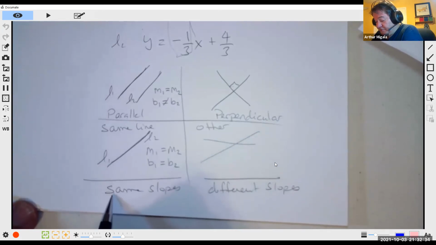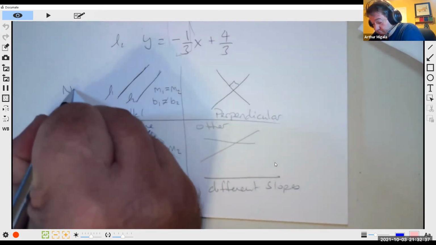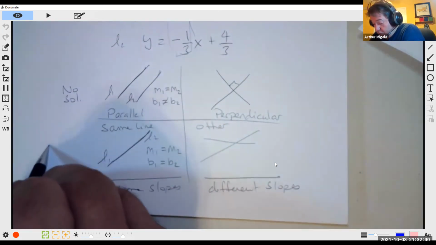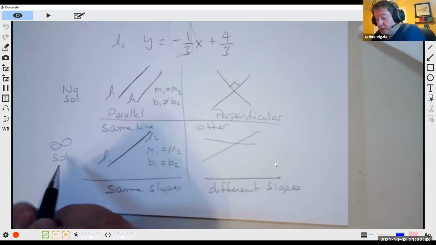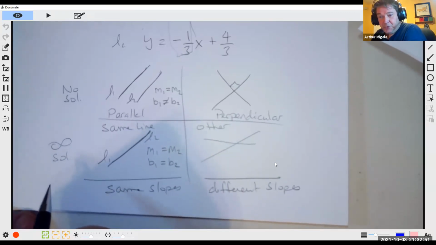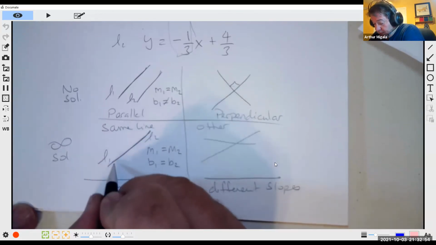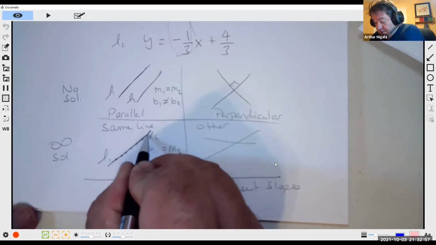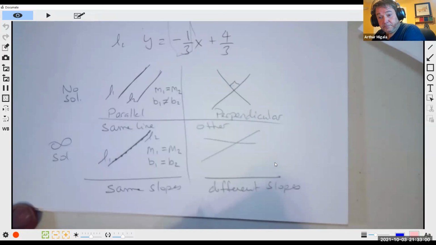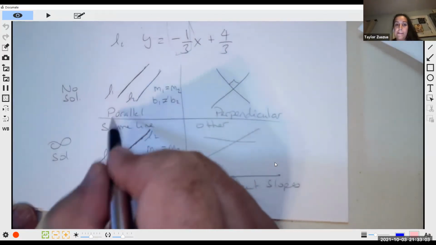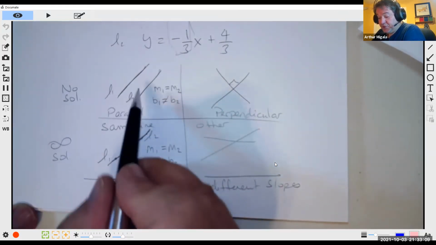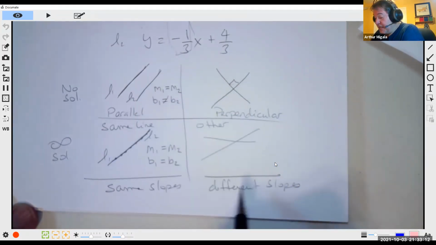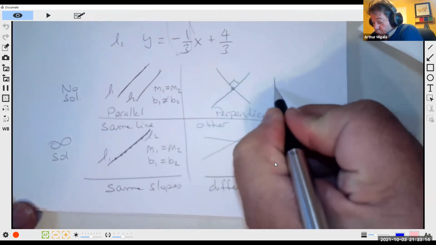In other words, if they're same slopes, we can have no solutions or infinite solutions. Solutions are how many times the graphs cross each other. If they're the same line, then every point is the same. If they're parallel, no points overlap. So if they're the same slopes, it's either going to be all or nothing. If they're different slopes, they're only going to have one solution.